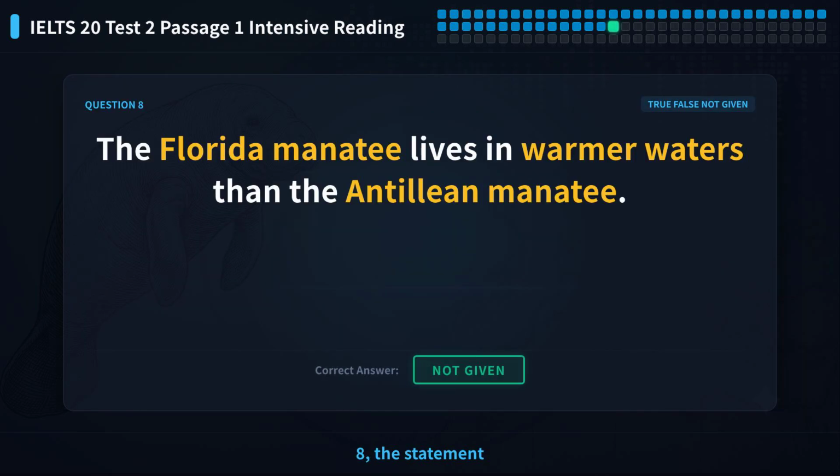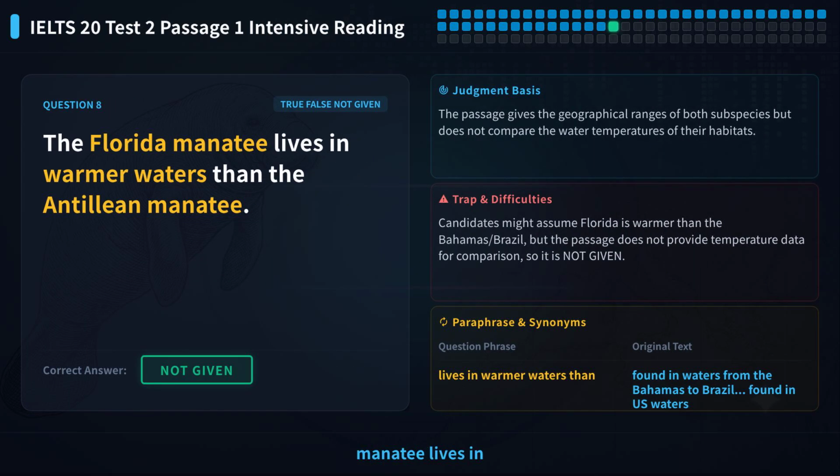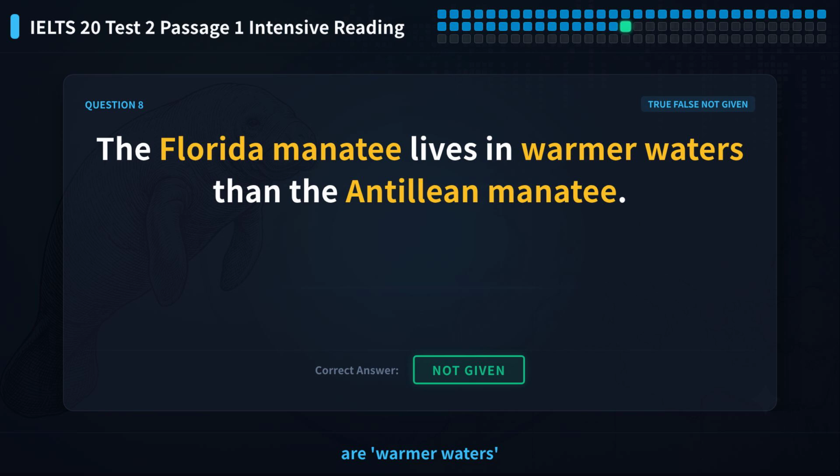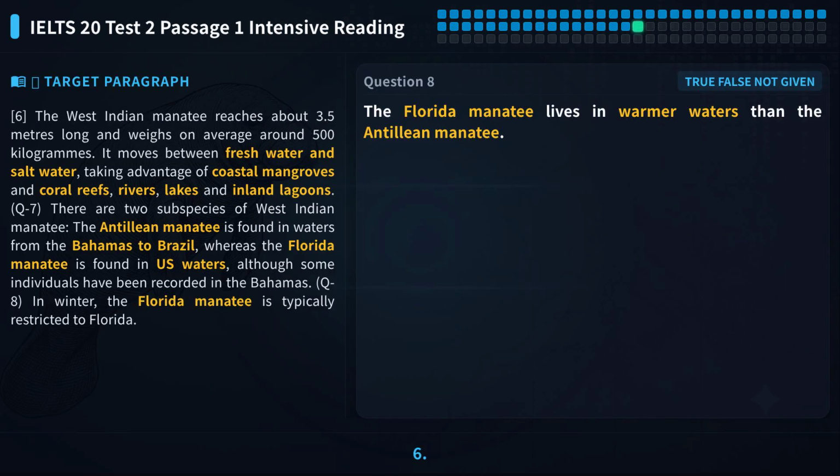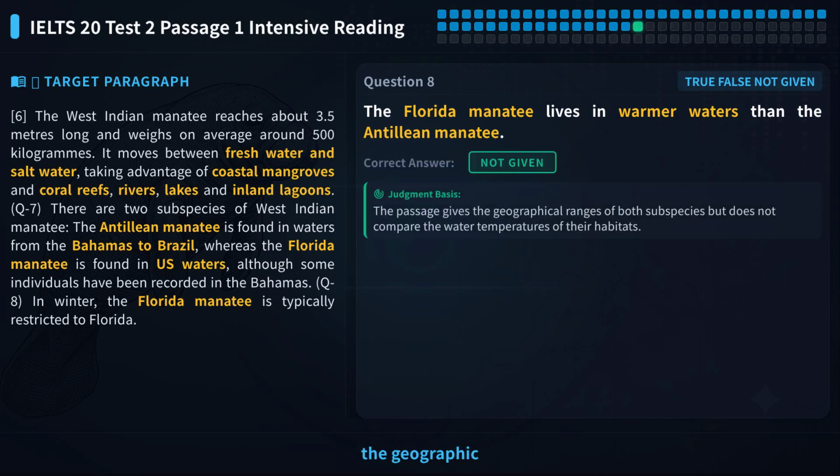Let's look at question 8. The statement says the Florida manatee lives in warmer waters than the Antillean manatee. The key clue words are warmer waters and the two subspecies names. We locate paragraph 6. The text mentions the geographic ranges of the two subspecies.